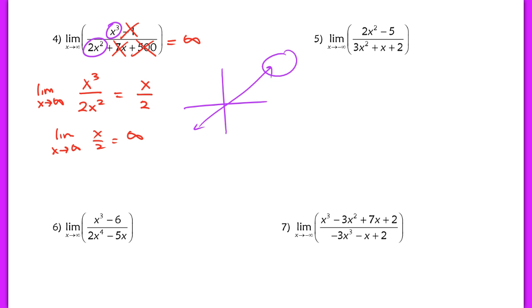So let's try it now, number 5. Hopefully this is kind of sinking in, and we'll try a few more examples, and then it'll be the end of the lesson.